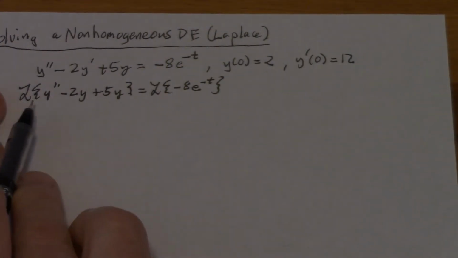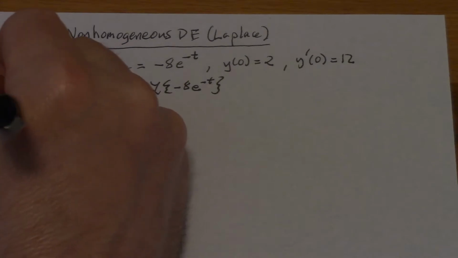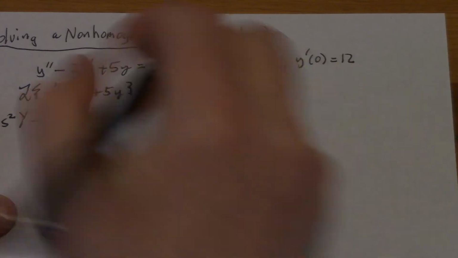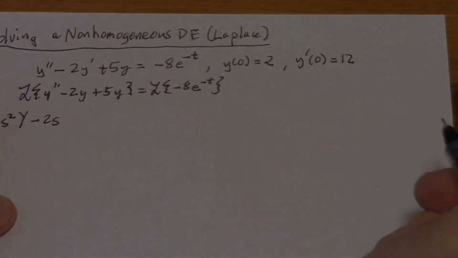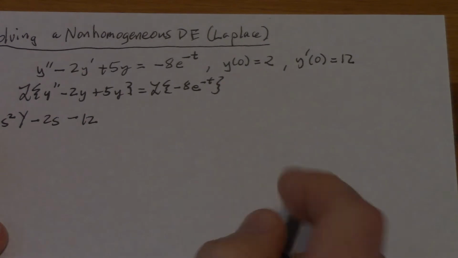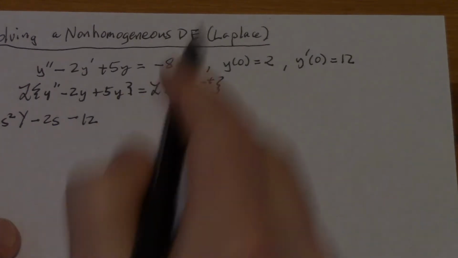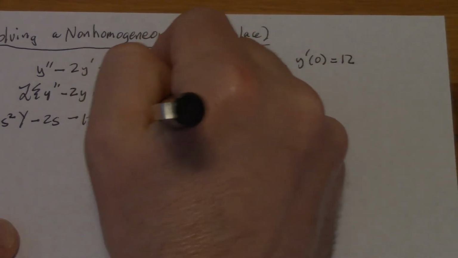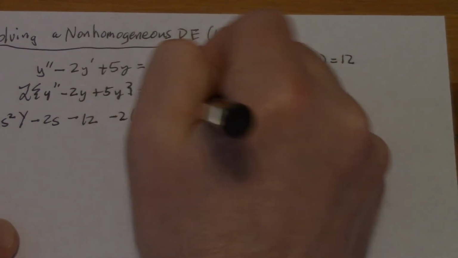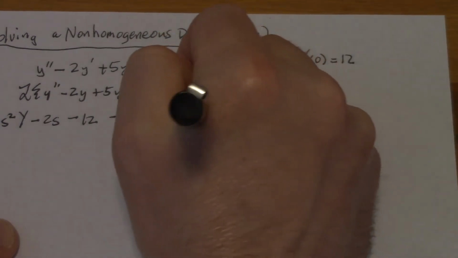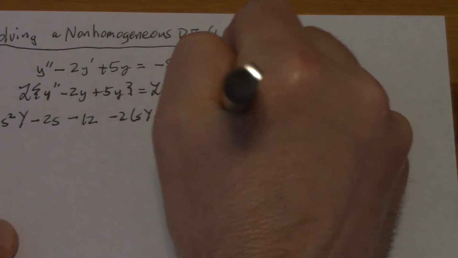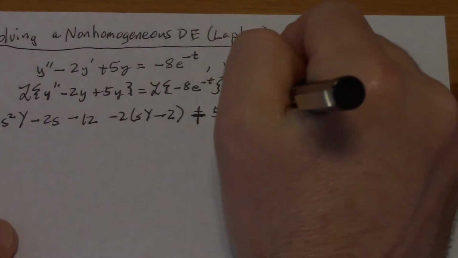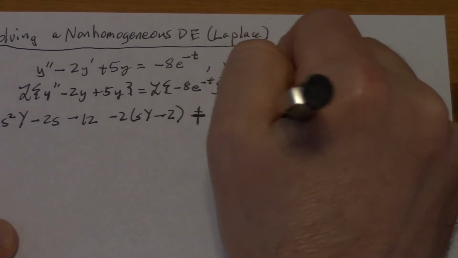Okay, so over here, Laplace transform for y double prime is s squared y. Remember, s's go down, derivatives go up. So this is minus 2s and then minus 12. Okay, and then minus 2 transform for y is sy minus 2 plus 5y. And that equals the Laplace transform for e to the minus t is 1 over s plus 1. So this is going to be negative 8 over s plus 1.